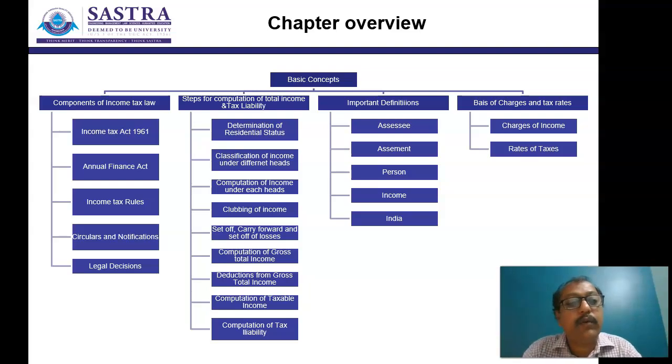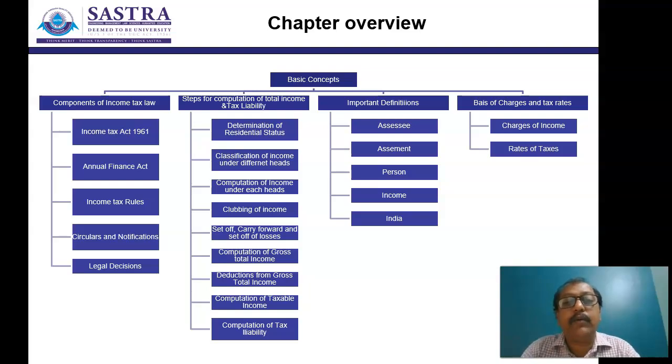The first one is going to be the component of income tax law. What constitutes income tax law? Who will be enacting it? Who are all part of it, and who will contribute to it? That's going to be the first part.